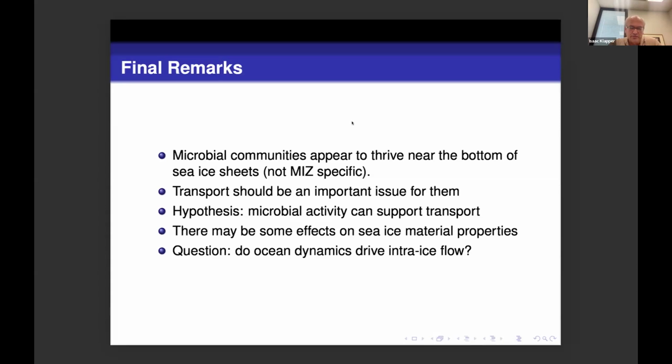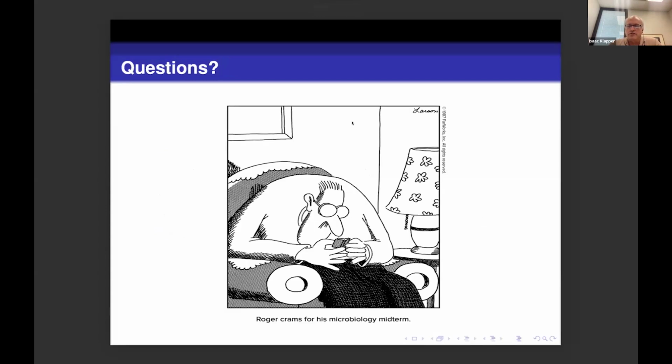Maybe people out there somewhere have thought about this. How do the underlying ocean dynamics interact with flow inside of the ice itself? Do they help drive things? Okay, so I'll stop there and take questions, if there are any. Thank you, Isaac. Any questions?